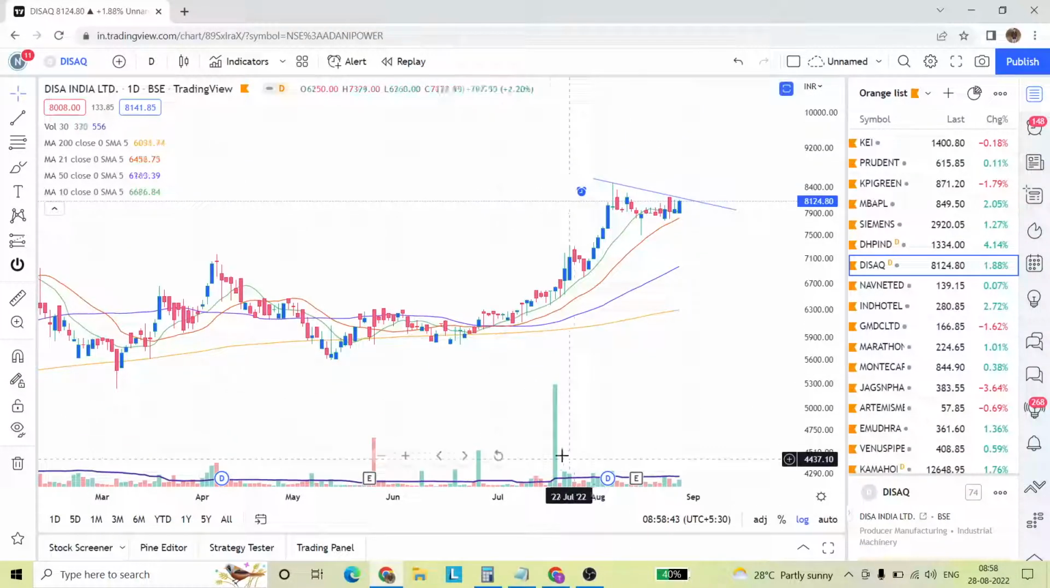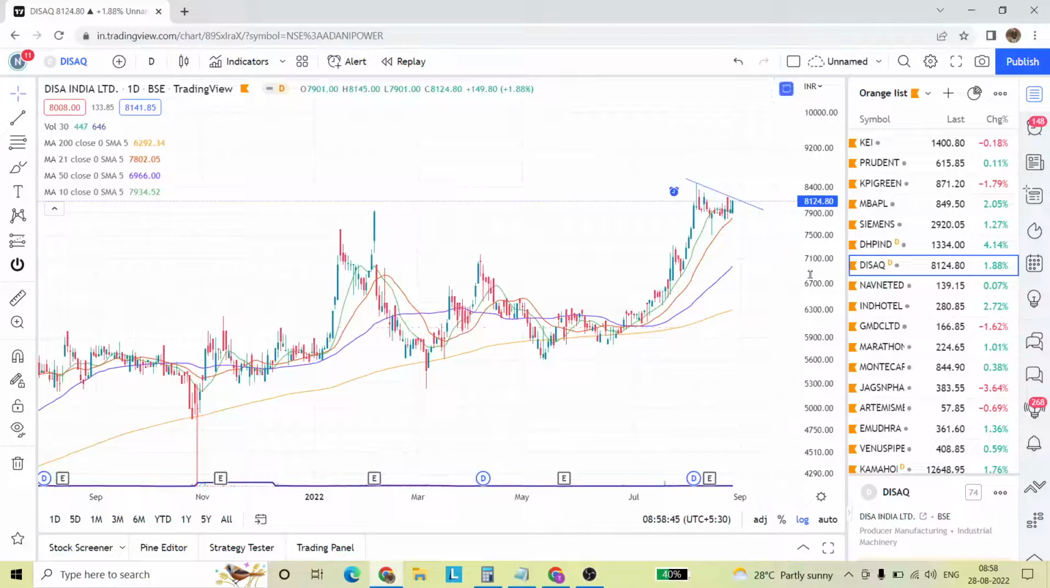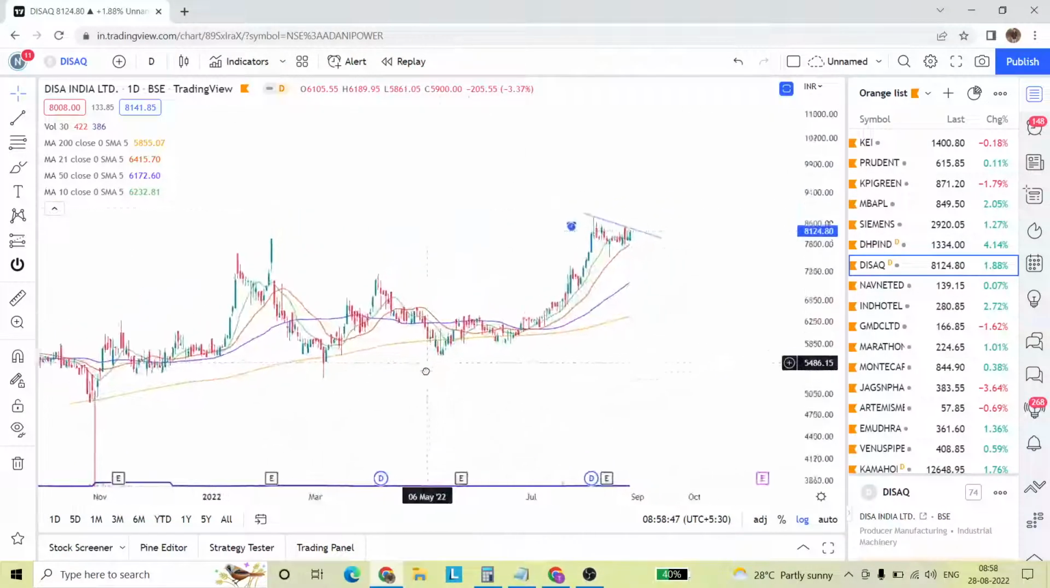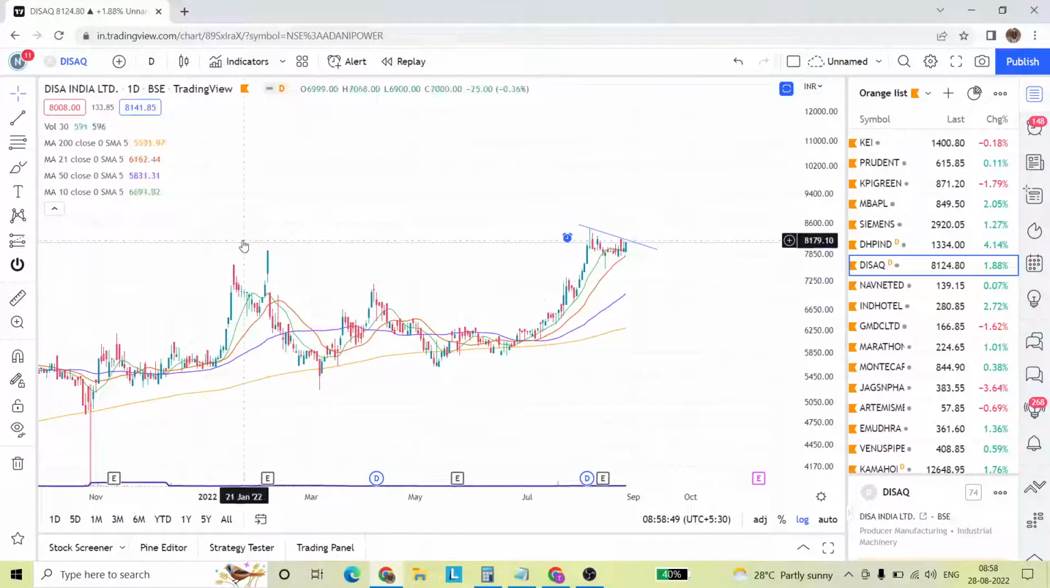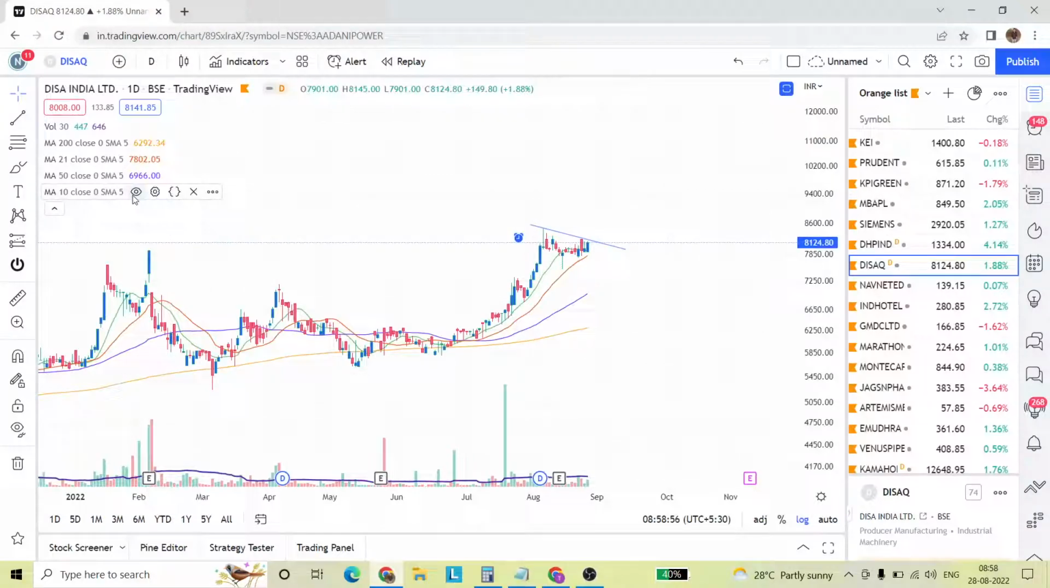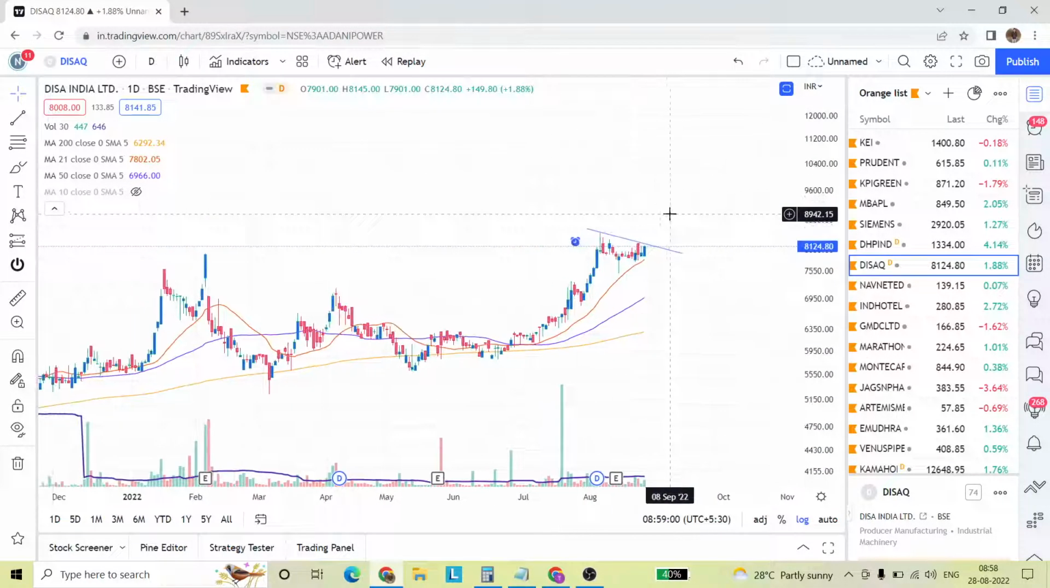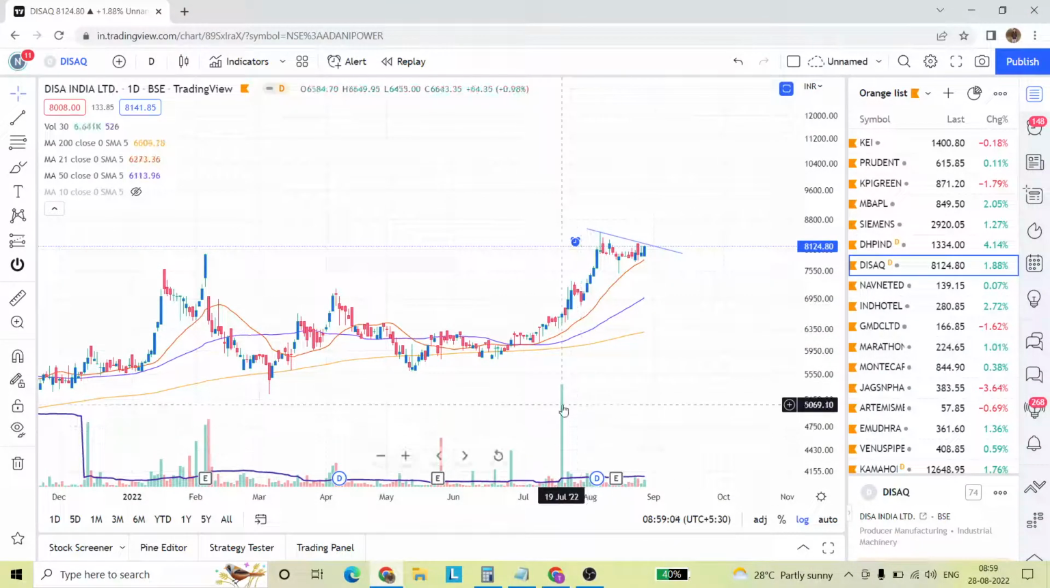DISA India is showing some bit of flag. Yeah, not a flag. It's actually a cup and handle. Okay, it's a cup and handle. It looks good, you know. It really looks good. It's a big cup and handle. There is less volume, so if it breaks out, I'll consider buying this one. Okay, so notice this volume. It's a huge volume. That's institutions buying there.